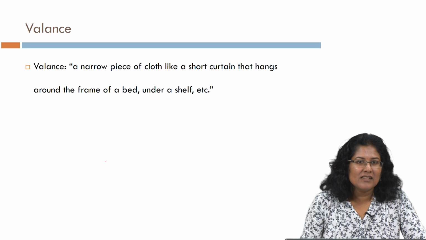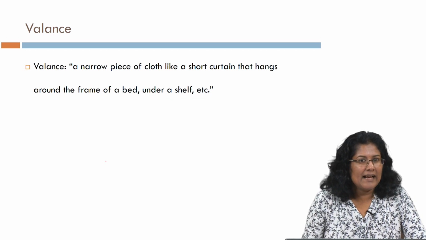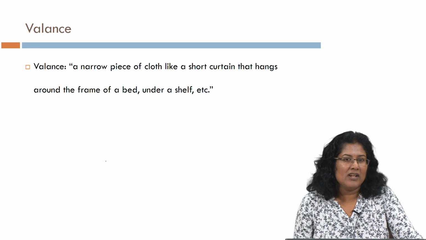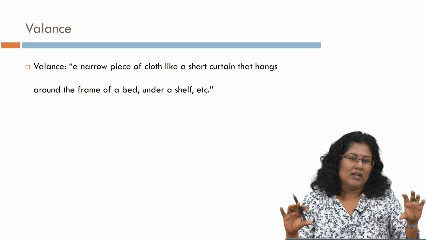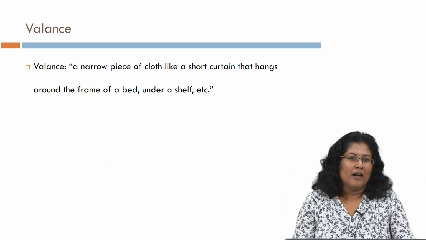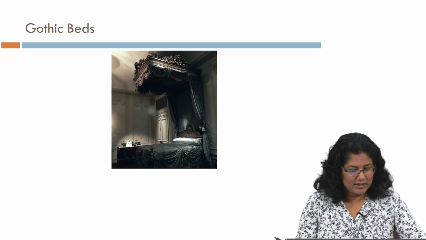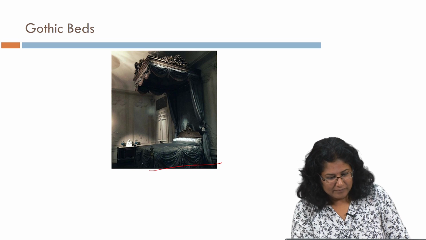So what is a valance? A valance is a narrow piece of cloth, like a short curtain that hangs around the frame of a bed under a shelf. It's sometimes even seen on top of those curtain pelmets and so on. So this is the valance, as you can see.